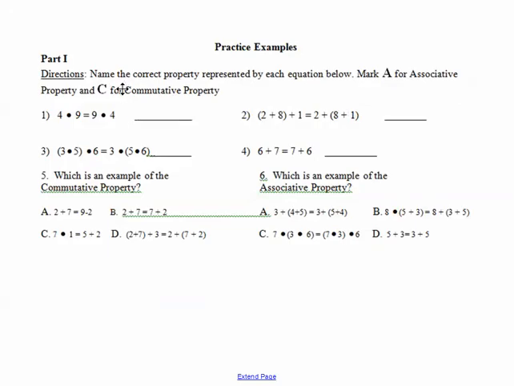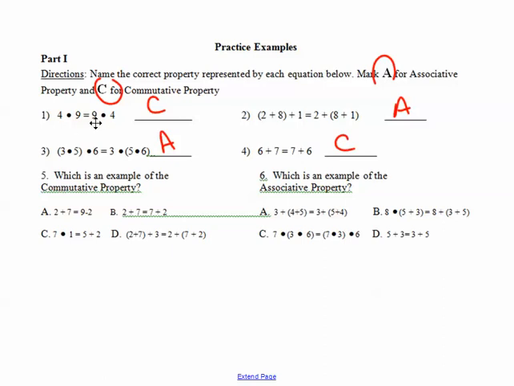All right, so let's do some practice problems here. So for 1 through 4, I want you to mark either an A for associative or C for commutative. Okay, go back and look at your notes. Remember what associative means, what I associate with, my groups, and commutative, the order. All right, so pause the video and check those answers out.